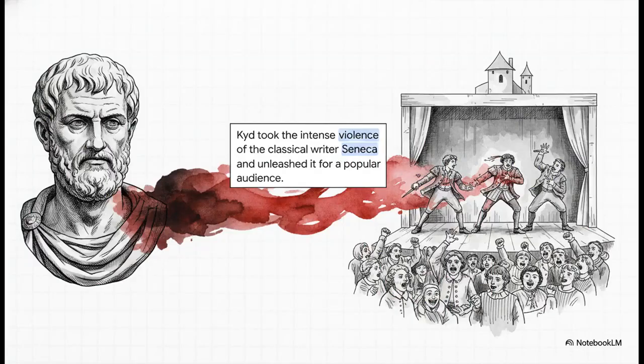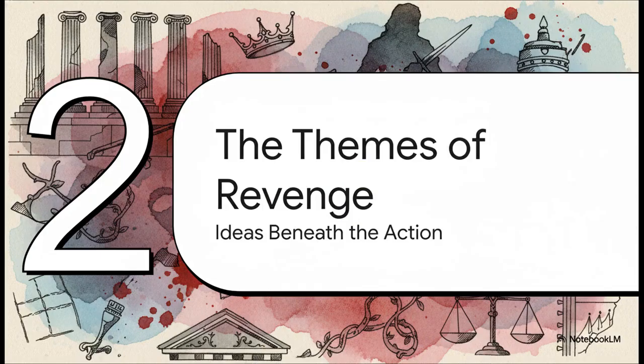And where did Kyd get this idea? Well, his inspiration was key. He was looking back at the classical Roman writer Seneca, and he took all that intense violence and those dark, heavy themes, but he repackaged them for a popular audience. He basically turned this brutal philosophical tragedy into blockbuster entertainment. Pretty genius, right? All right, so what were the big ideas simmering underneath all that action and bloodshed? Let's dive in and break down the key themes that made this play so incredibly powerful.